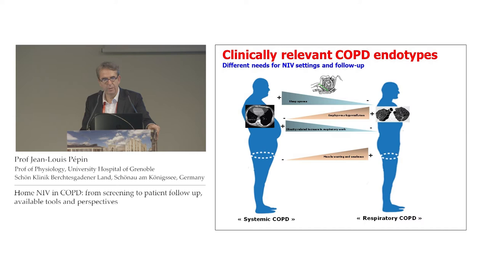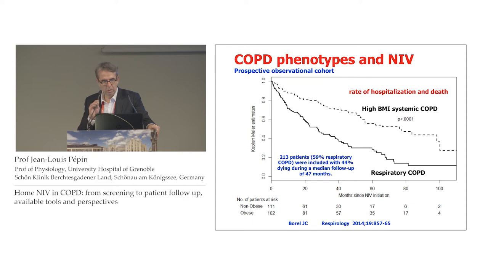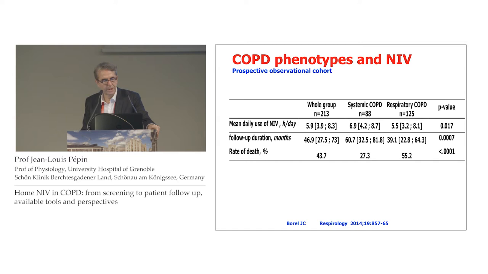This is just an observational cohort we published comparing the systemic COPD to the respiratory COPD, with a significant number of 230 patients. And you can see that the prognosis was different, with higher mortality and recurrence of exacerbation in the respiratory COPD group. Also, there was a 1 hour difference in terms of compliance under NIV between the two groups.